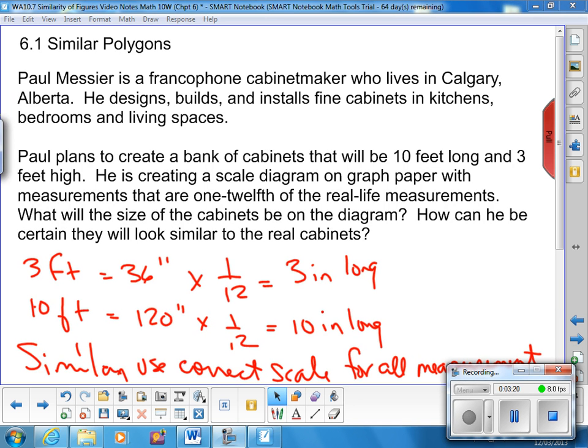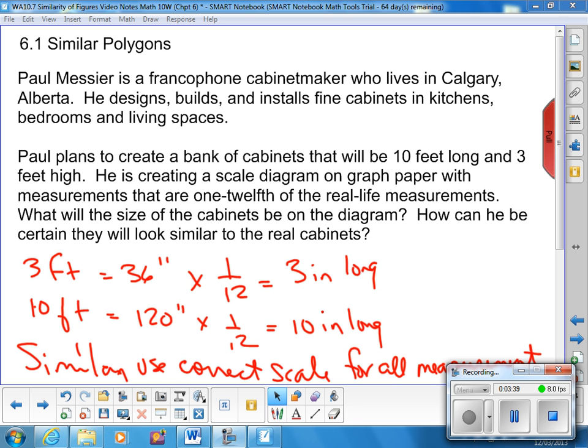Paul is a francophone cabinet maker who lives in Calgary. He creates a bank of cabinets that will be 10 feet long by 3 feet high. He wants to create a scale diagram on graph paper with measurements that are 1/12 of the real life measures. What are the sizes of the cabinets in the diagram?